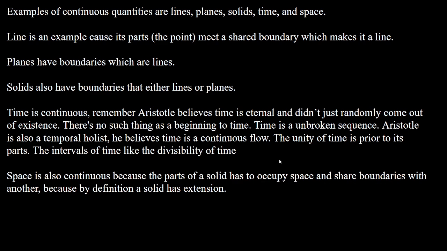And so examples of continuous quantities are lines, planes, solids, time, and space. A line is an example because its parts, which are the points, meet at a shared boundary, which makes them a line. And planes have boundaries, which are lines, obviously. And solids also have boundaries that are either lines or planes.